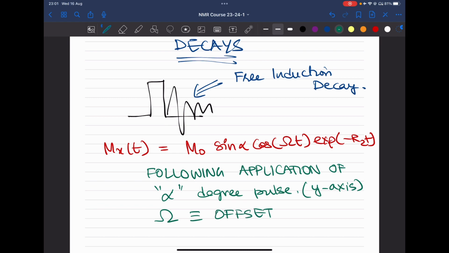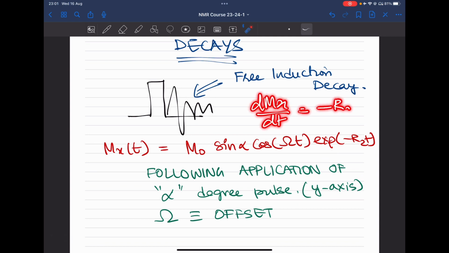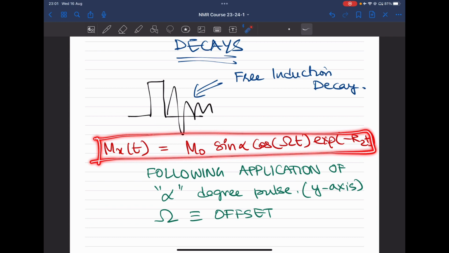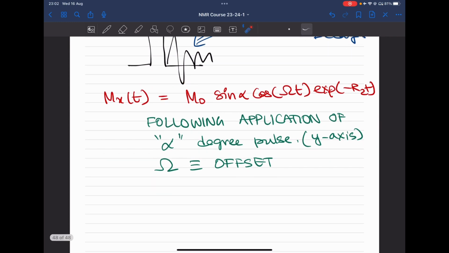Previously, we saw an on-resonance condition where, if you might remember the curve, it was just decaying as a function of time. The moment you have an offset, the cos capital omega t term also comes up. Pretty sure you guys remember how e power minus R2 t comes. This is nothing but dMx over dt equal to minus R2 Mx. That results in this part of the term. So this is the signal that comes up following an alpha degree pulse that's applied along a y-axis.